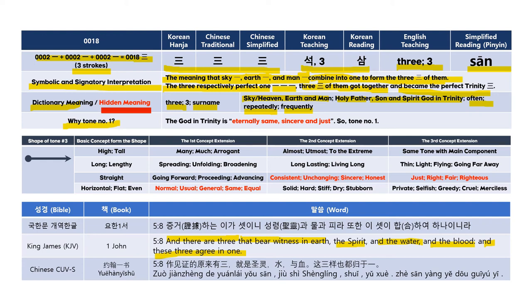It's a very wonderful and mysterious verse in the Bible. And we are going to study Chinese characters in this way, just like the study of Hebrew characters, with hidden meanings and symbolic interpretation and analysis. Okay? And why tone number one? The God in Trinity is eternally same, sincere, and just. So tone number one.